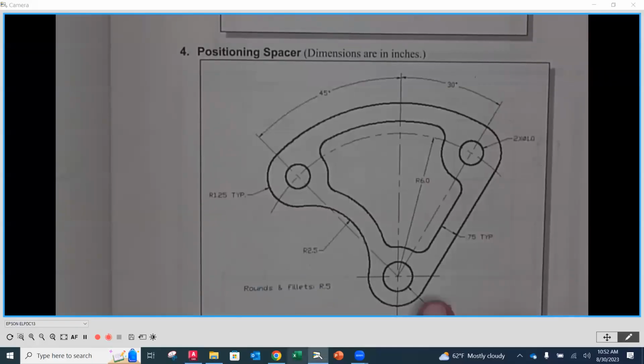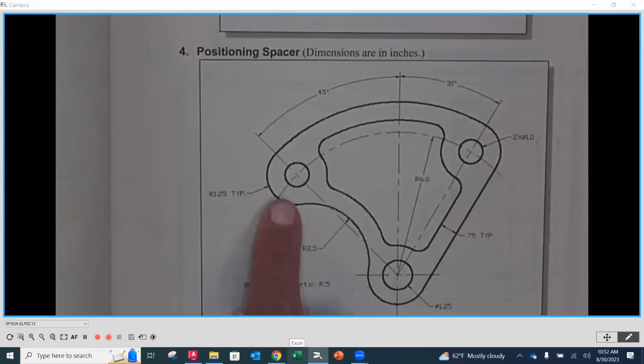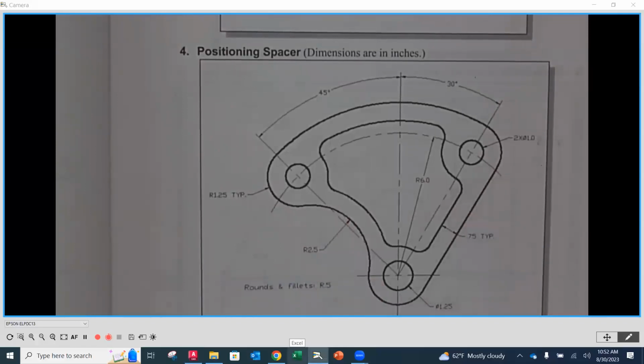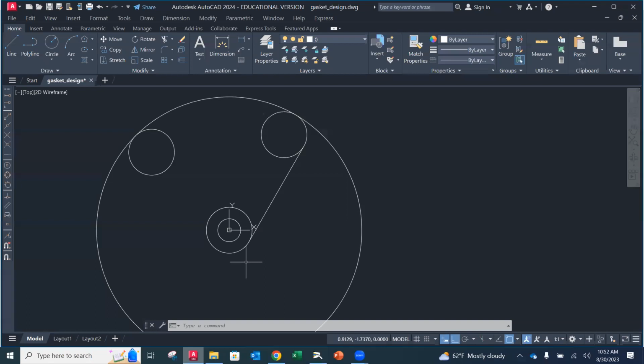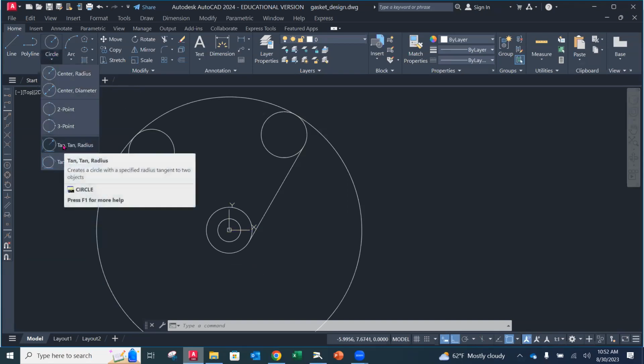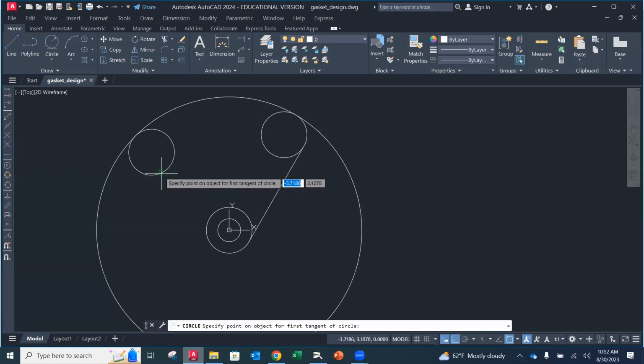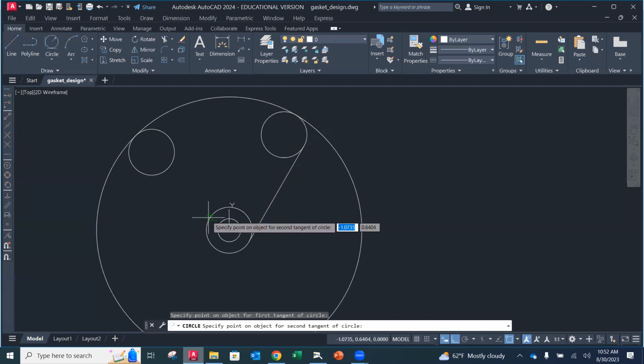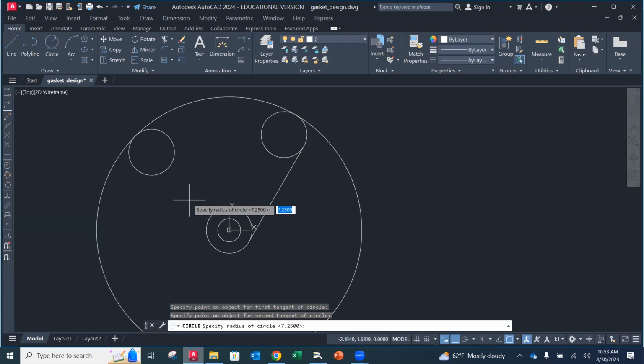Let's go back. You're going to notice that we're going to have this radius. This is going to be a tangent, tangent radius circle with a radius of 2.5. So we're going to go up to circle, tangent, tangent radius. Now remember, the side means something here. We want to be towards the inside here and towards the inside here. Don't go on the outsides of these circles because it'll do what you tell it to. And now it's asking for my radius to be 2.5. There we go.